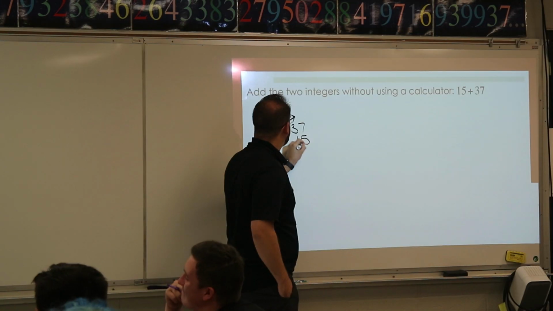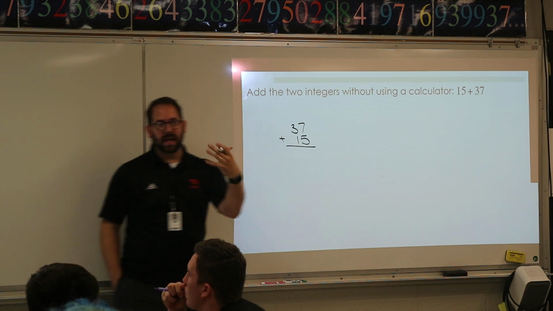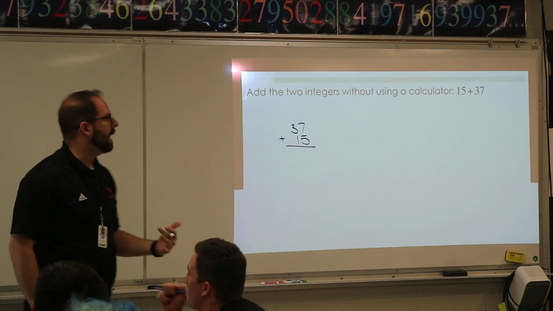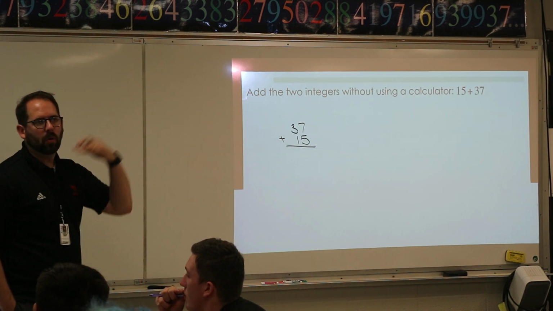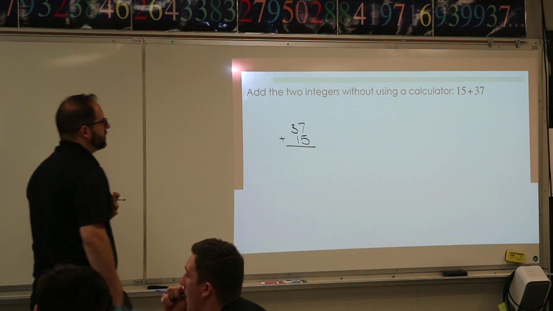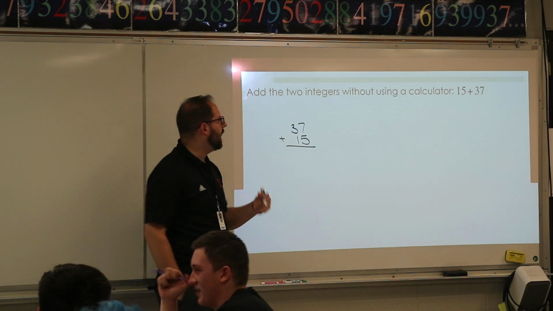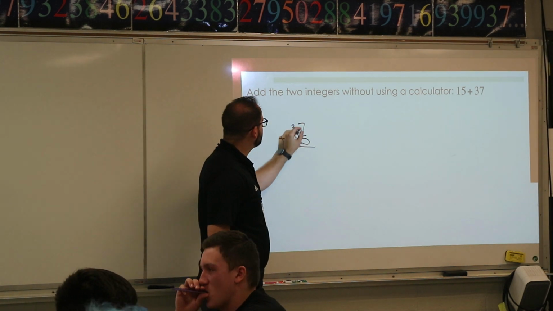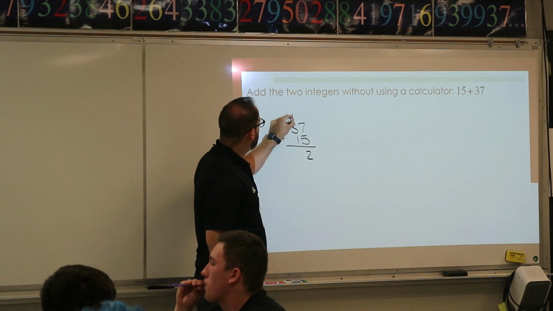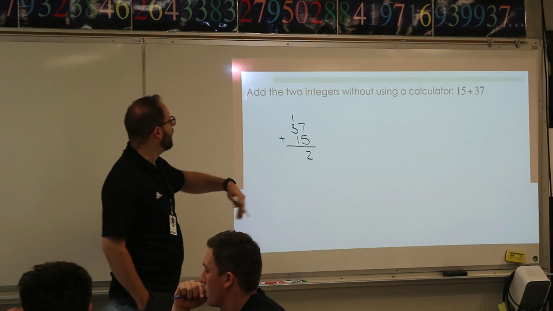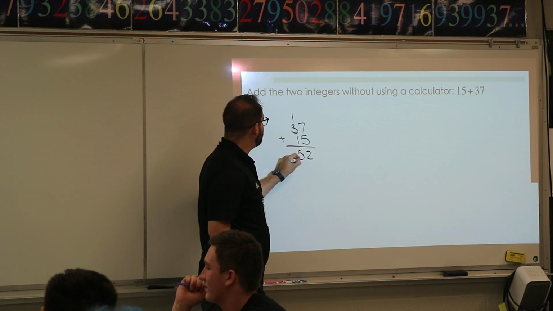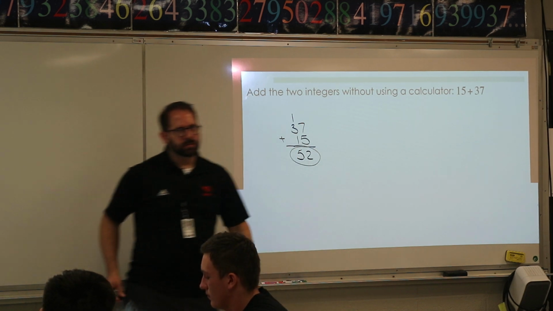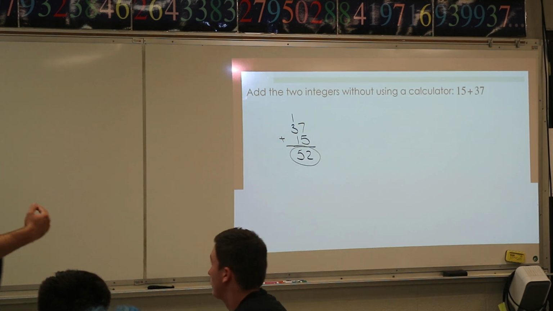To add these together, this is what I want to see on paper today: that you put them in column method, that you stack them on top of each other. I don't care which order you put them in, as long as you know how to do the column. You're adding straight down, so this is going to make 12. Carry the 1; you always carry the second digit to the next column. You add straight down and we get 52. There's your answer. That's column method.